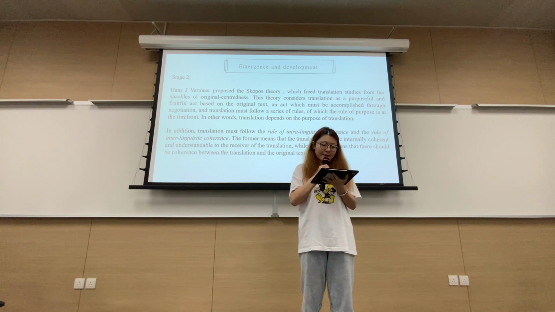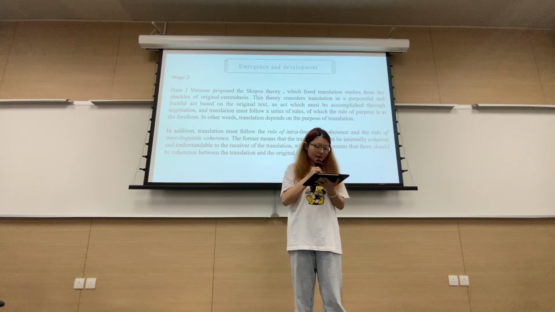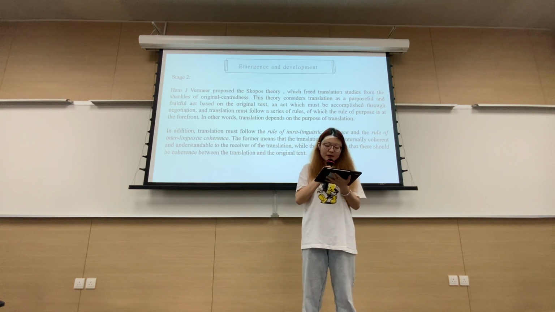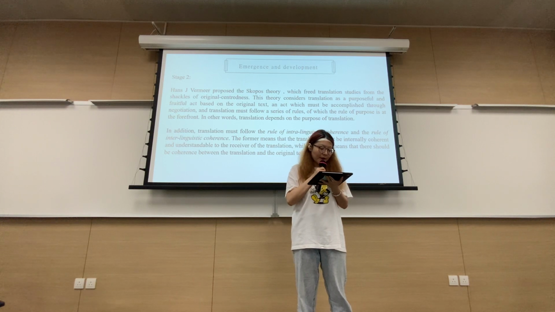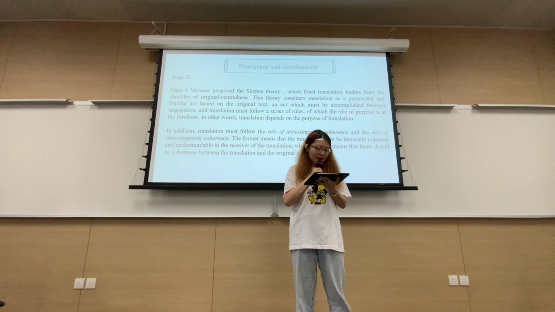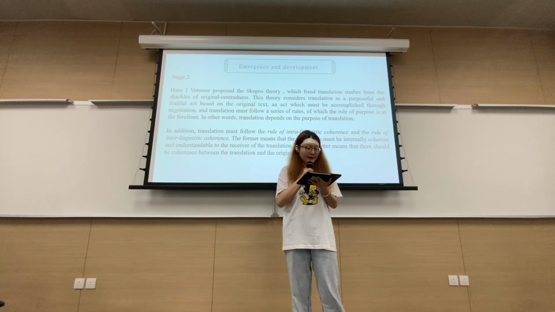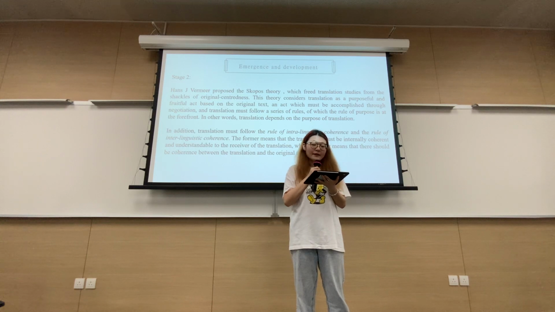Translation must follow a series of rules, of which the skopos rule is at the forefront. In other words, translation depends on the purpose of translation. In addition, translation must follow the rule of intratextual coherence and the rule of intertextual coherence. The former means that the translation must be internally coherent and understandable to the recipients of the translation, while the latter means there should be coherence between the translation and the original text.